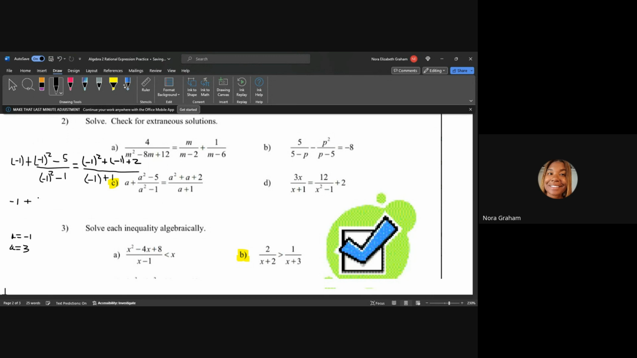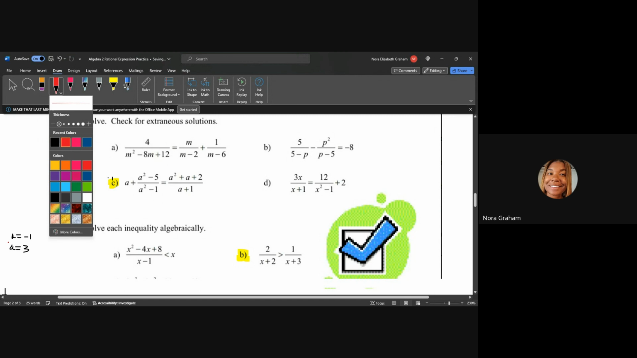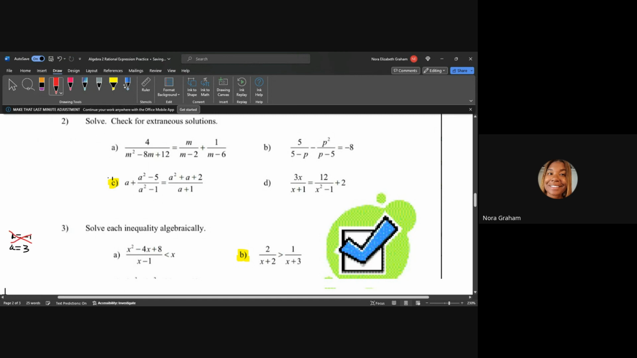plus 1 minus, here, let's save some time and do some arithmetic. Negative 1 squared is 1. 1 minus 5 is going to be negative 4. So I have negative 4 over 1 minus 1, that's 0. Right there, I cannot do that. I cannot have a 0 in my denominator. That already makes it a strenuous solution. I can't do that. So I can say that negative 1 does not work.